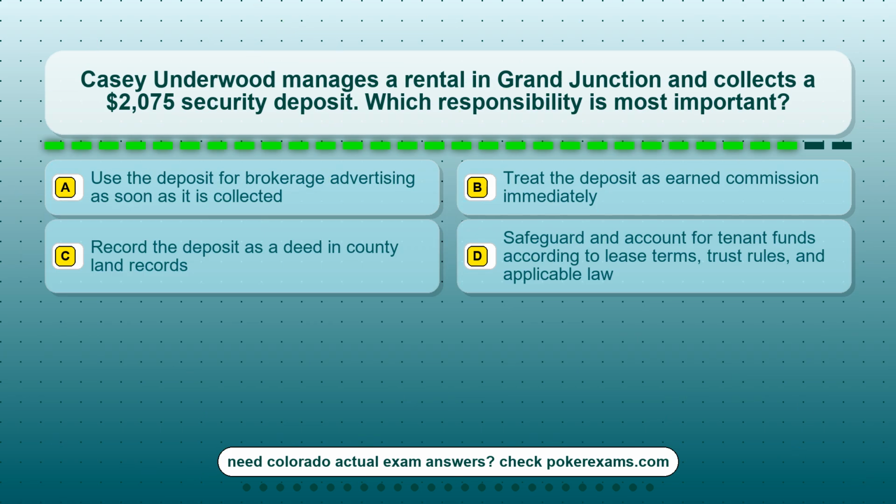Question 20. Casey Underwood manages a rental in Grand Junction and collects a $2,075 security deposit. Which responsibility is most important? Option A, use the deposit for brokerage advertising as soon as it is collected. Option B, treat the deposit as earned commission immediately. Option C, record the deposit as a deed in county land records. Option D, safeguard and account for tenant funds according to lease terms, trust rules, and applicable law.